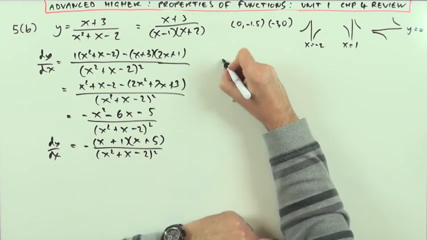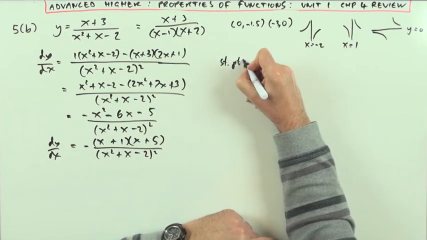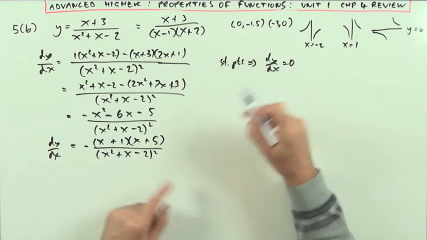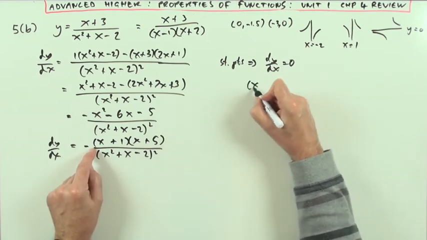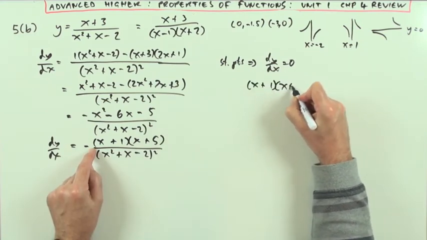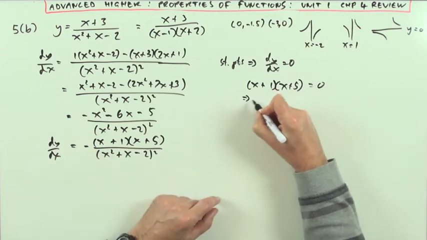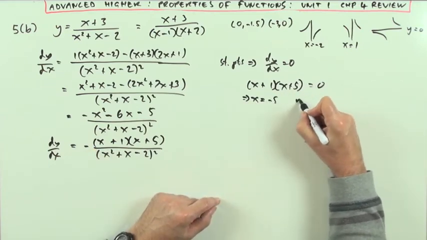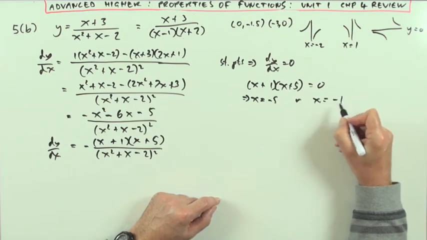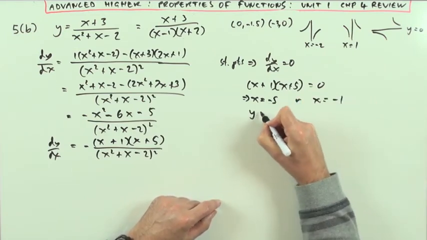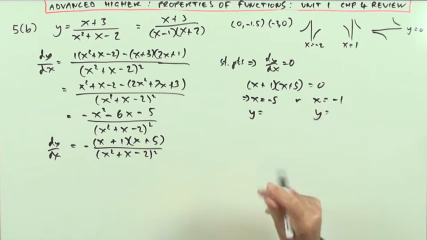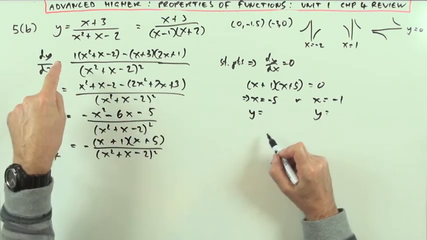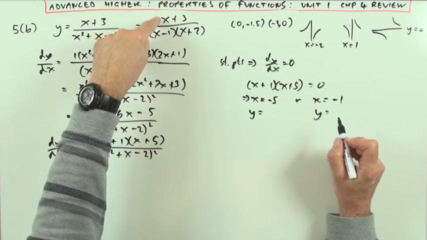So if I'm looking for stationary points, that means this derivative should be 0. So that's sufficient for this top part to equal 0. x plus 1 times x plus 5 should equal 0, which means x either equals, I'll put them in order, negative 5 or x equals negative 1. I'll need to find the corresponding y coordinates. Maybe I'll use this in both of them.